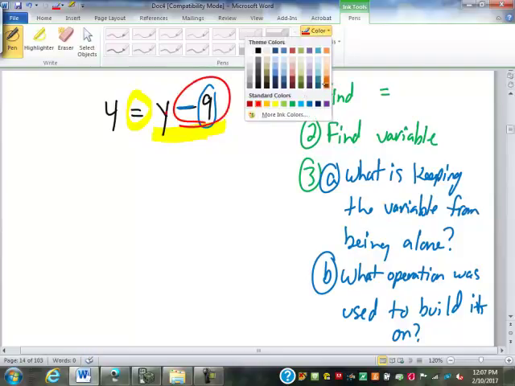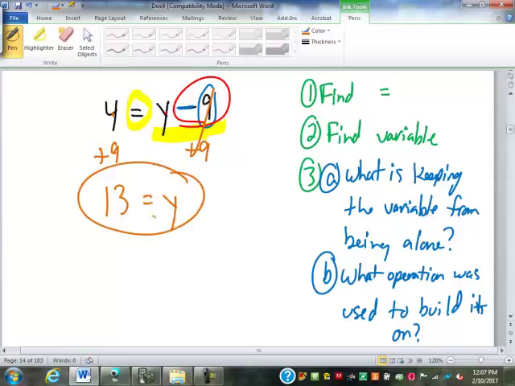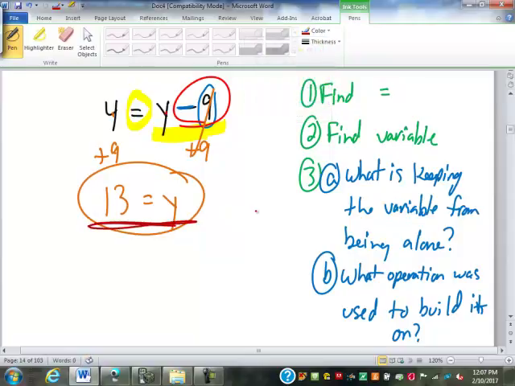So to take it apart, what are we going to have to do? Add 9. 4 plus 9 is 13. So 13 equals y, or y equals 13. Now once we've got to this point, we can double check it. This is our answer here, 13 equals y, or y equals 13.